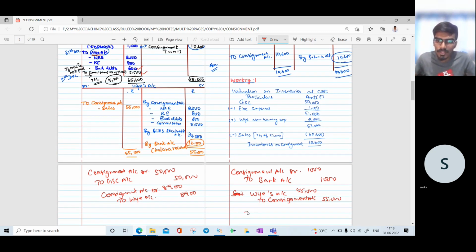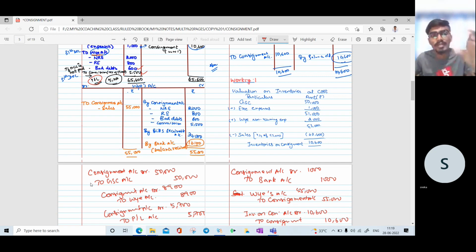Then for inventories, you need to write inventories on consignment account debit 10,600 to consignment account 10,600. Then this is a profit, right? You need to write consignment account debit to profit and loss account 5,700, 5,700. This is the first set of journal entry you need to pass for consignment account.